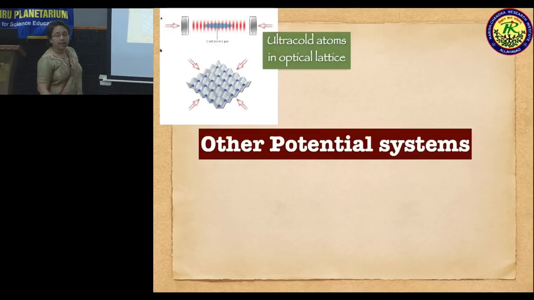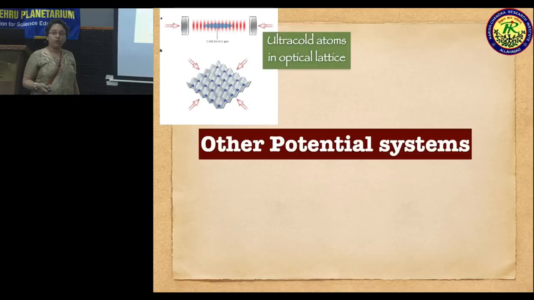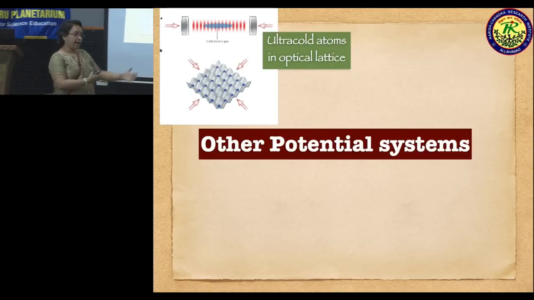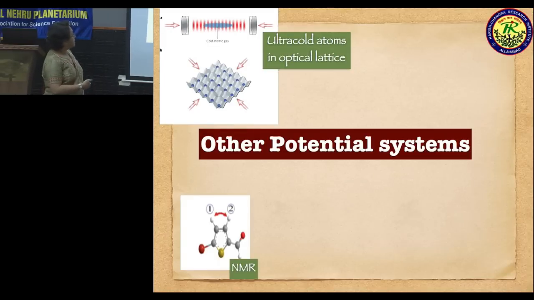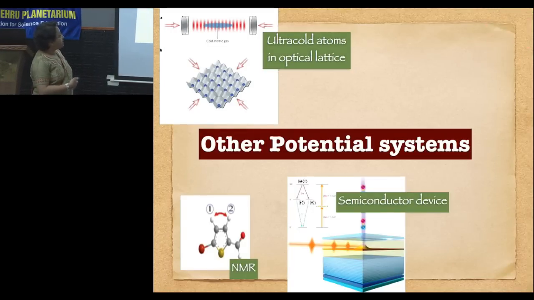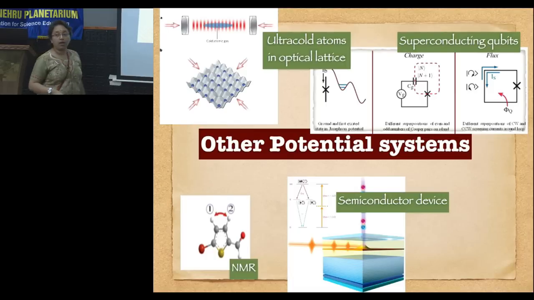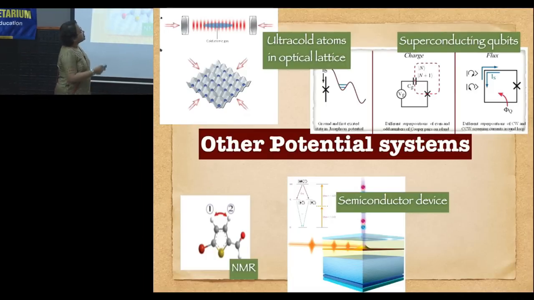There are many other potential physical systems available where one can build a quantum computer, or do quantum communication tasks or create entangled states. One is ultra cold atoms in optical lattices. There are NMR, semiconductor devices, and probably now the most interesting systems coming up are superconducting qubits.